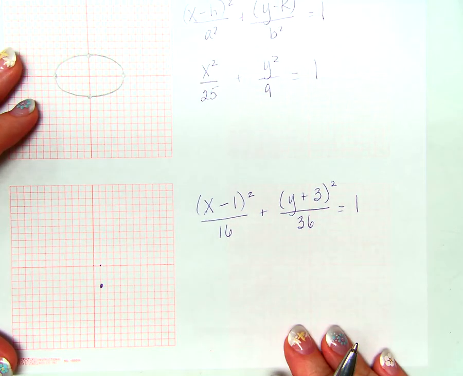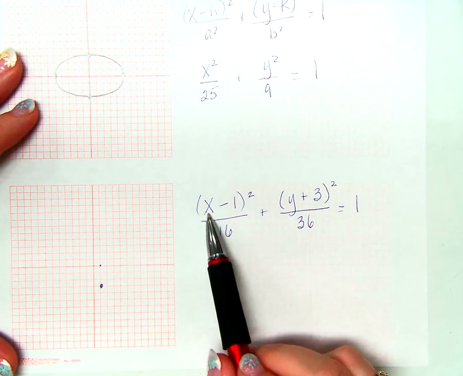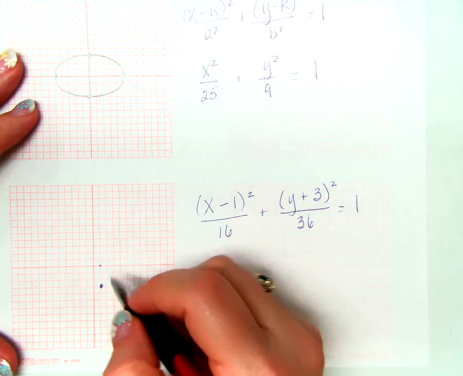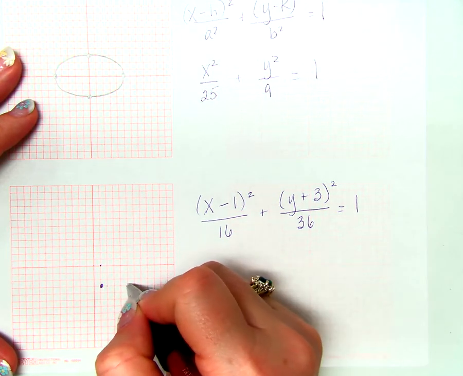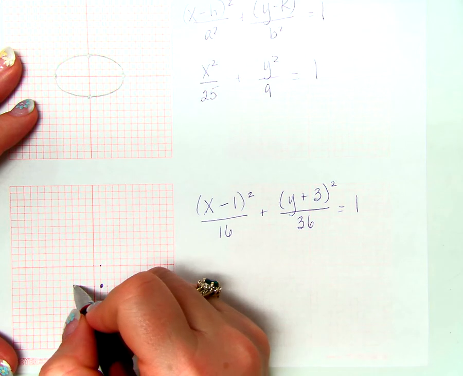Now, how far are we going to go along the x-axis, or the x direction, horizontally? Hopefully you see that we'll go 4: 1, 2, 3, 4, because that's the square root of 16. We have to go both directions, 4.